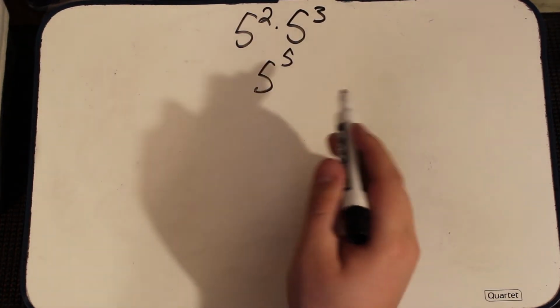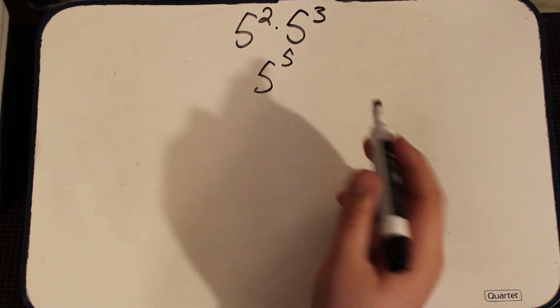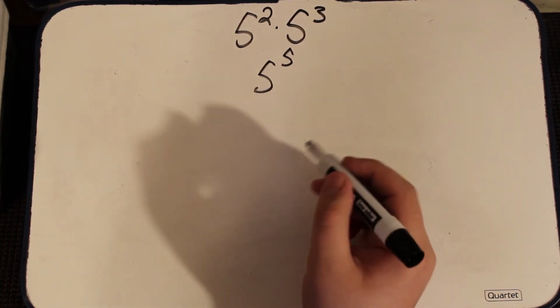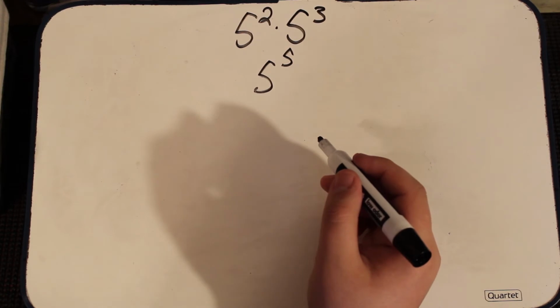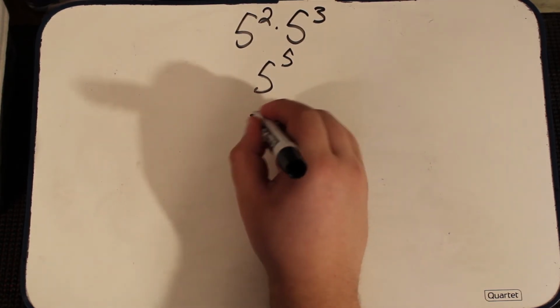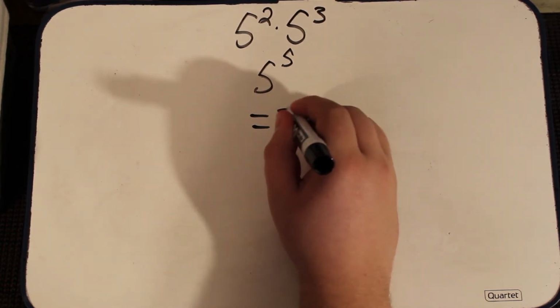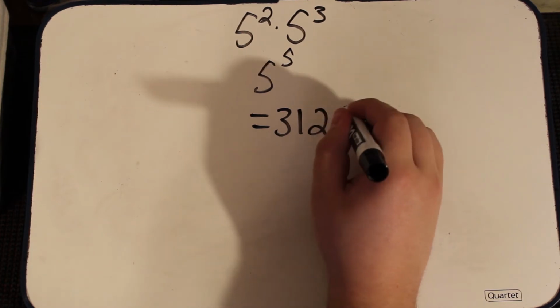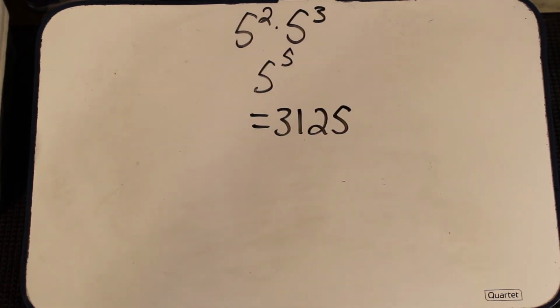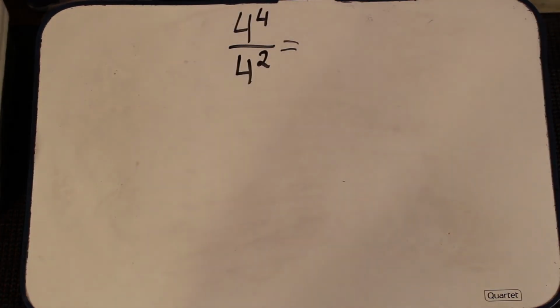When I do that, I'm not going to break it down again, but you could break it down into 5 times 5 times 5 times 5 times 5. Or just put it in your calculator, and when you put it in your calculator, you get 3,125.